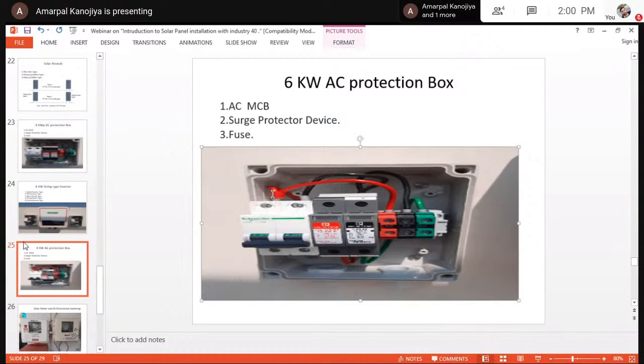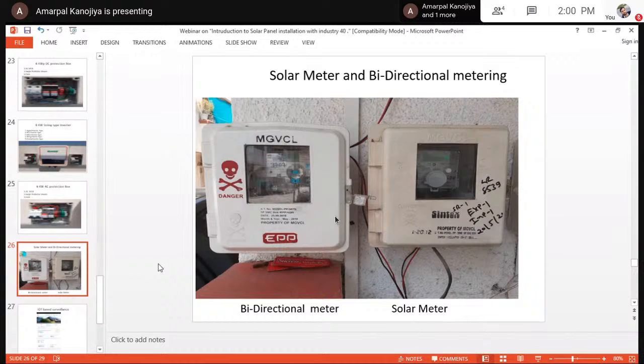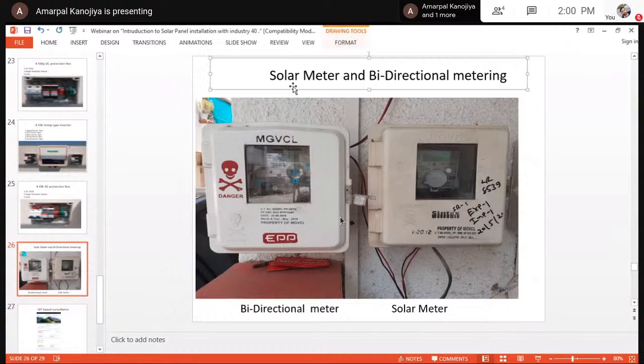Now here there is a solar meter and a bidirectional meter. There are two snapshots over here. First is of a solar meter, and second is of a bidirectional meter.